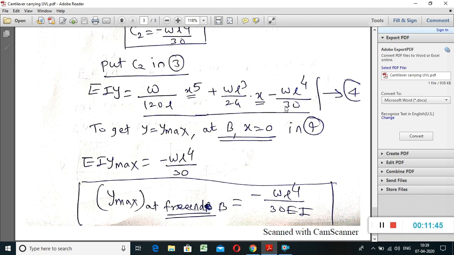Okay. So 90% of the syllabus of slope and deflection of beams is over. Only 10% remains, that is Macaulay's method, and 2 to 3 problems on it we can take up. Okay. Thank you.